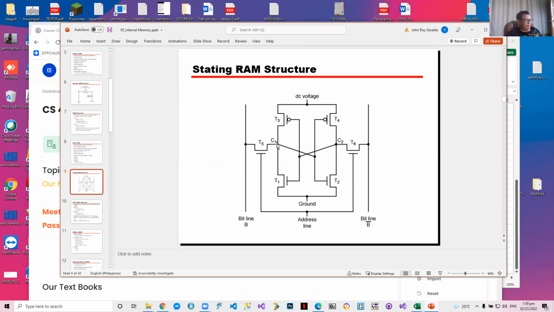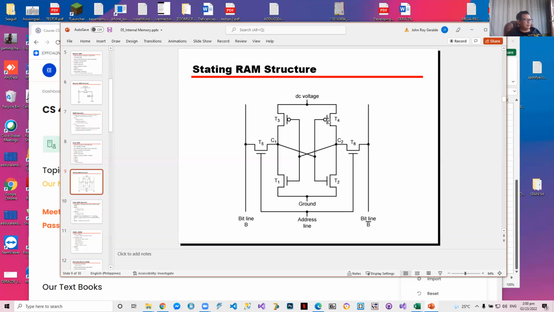Why is that? Because if C1 is high, it will drive the transistor T1. T1 will be activated, which means that this will switch on and this will switch off. When T1 activates, what happens to the ground is, C1, the ground becomes 1. But itong C1 na ito goes into here and this will close T4.